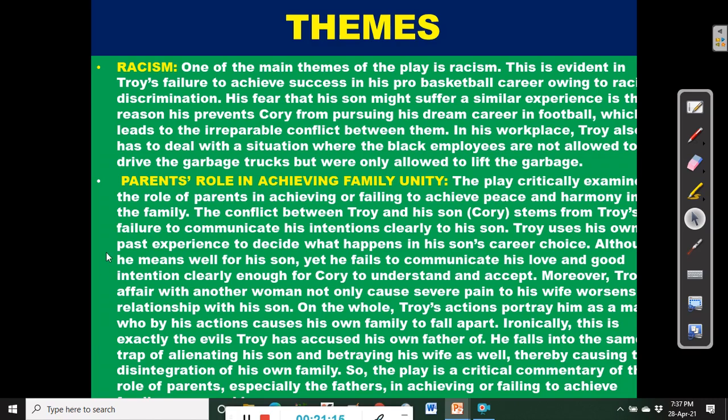The first one is racism. One of the main themes of the play is racism. This is evident in Troy's failure to achieve success in his pro basketball career owing to racial discrimination. His fear that his son might suffer a similar experience is the reason he prevents Corey from pursuing his dream career in football, which leads to the irreparable conflict between them.